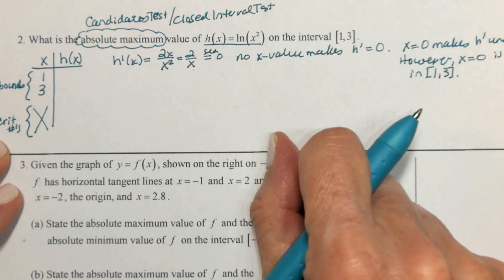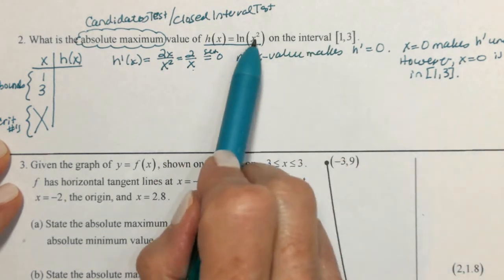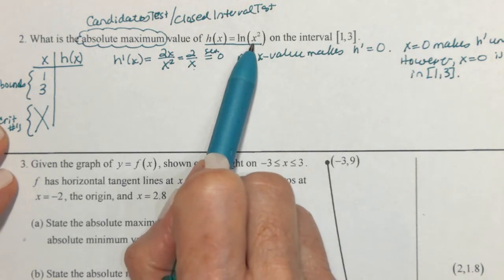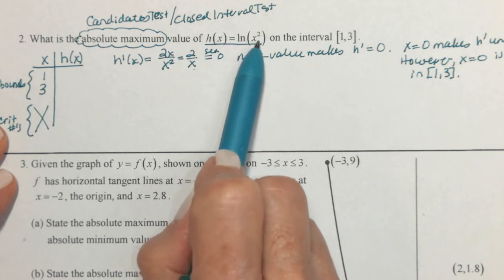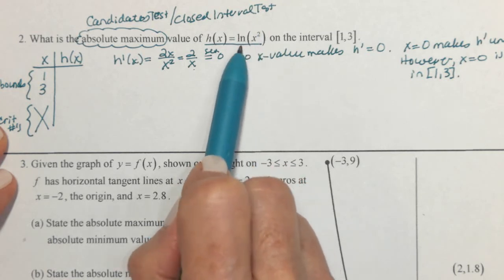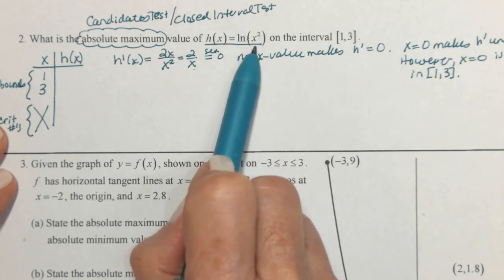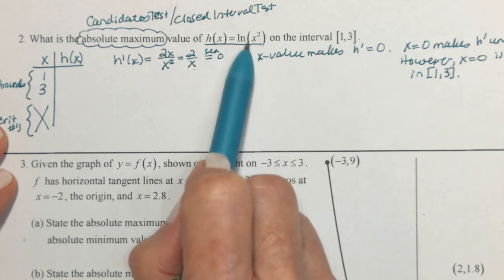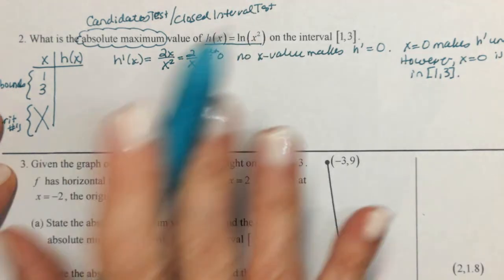By the way, x equals 0 makes h prime undefined. Is x equals 0 even in the domain of this function? No, because the argument of a natural log has to be positive. So x equals 0 is on the vertical asymptote there. Okay. All right, let's go back here.